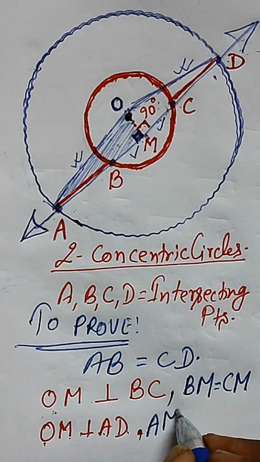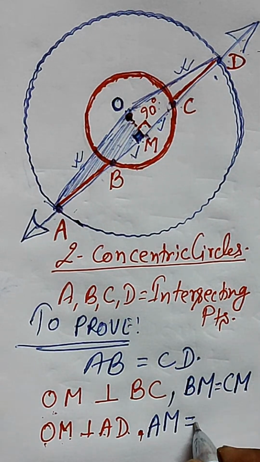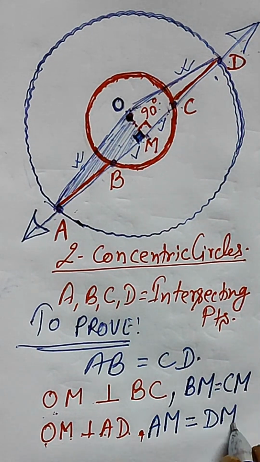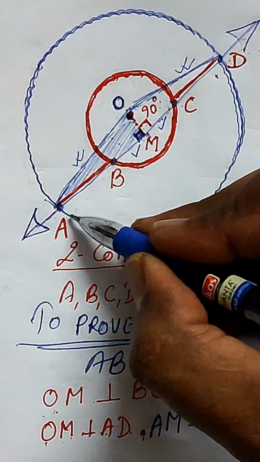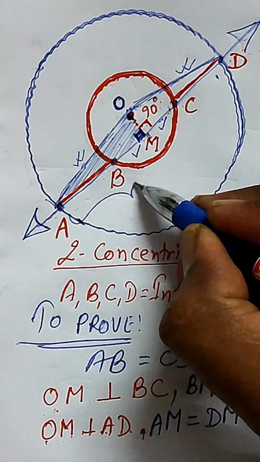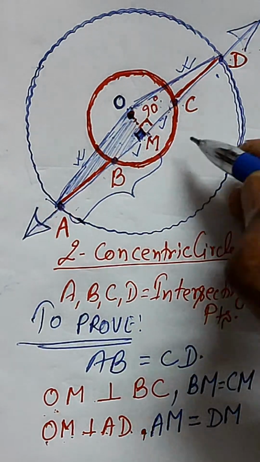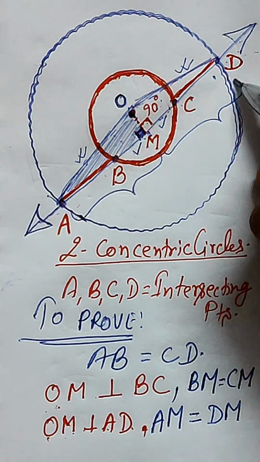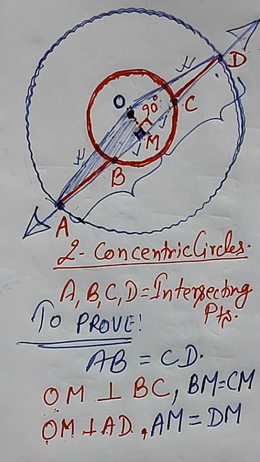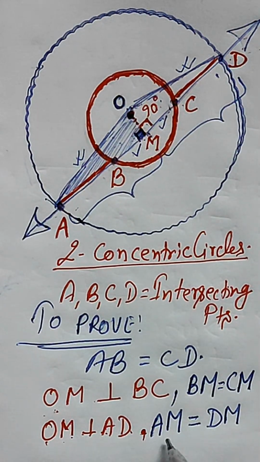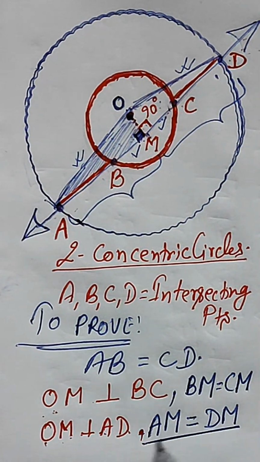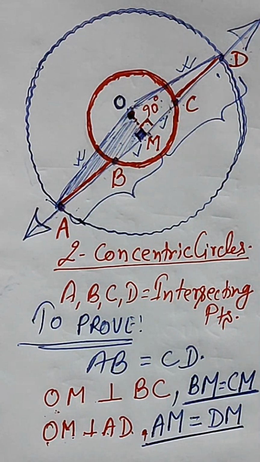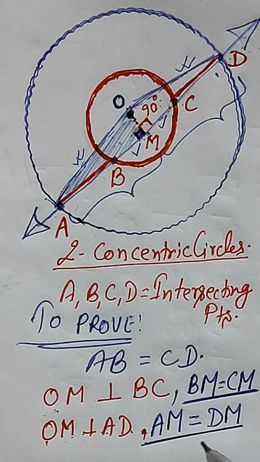AM is equal to DM, isn't it? AM is this portion, right, and DM is this portion, right? Now here we can see AM equal to DM and BM equal to CM, right? So let us do one thing.